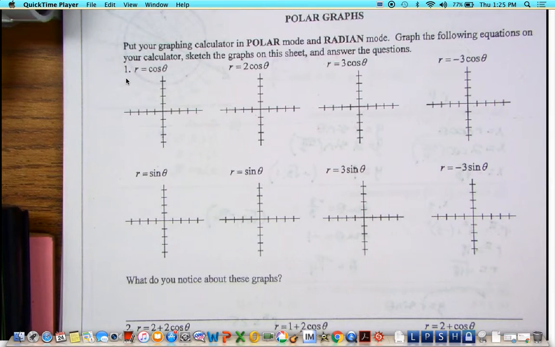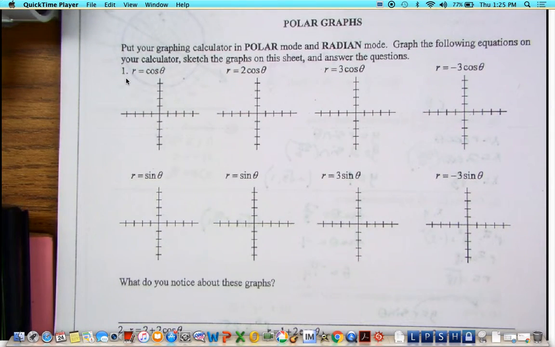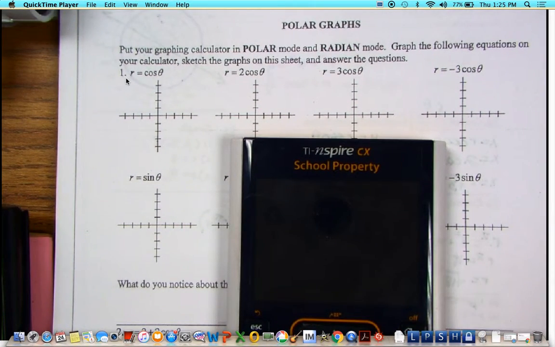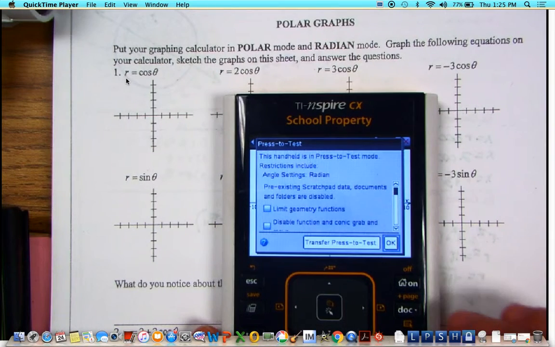Okay, so again, this is in yesterday's packet. If you want to go to the Inspire, we talked about how to put it in polar mode.